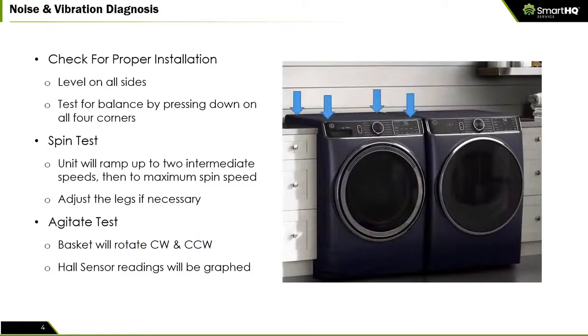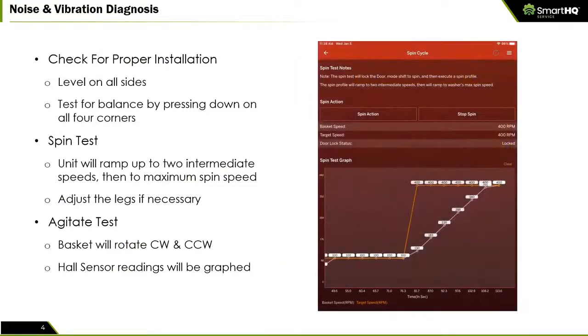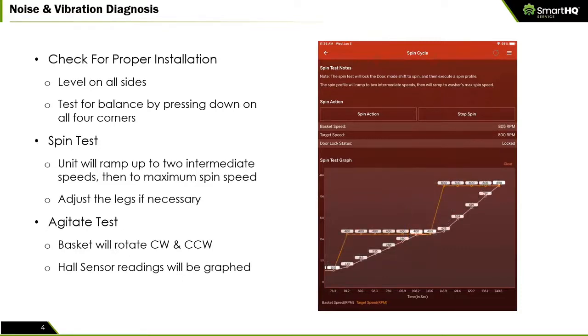Now, once you've done this, then we can go ahead and utilize the SmartHQ service app to run the spin cycle test. And this is really, really cool because it's going to allow us to ramp up the speeds all the way to the highest value, right? So, for example, you're seeing here right now on your graph, this is what you're actually going to see when you run the application. So the test is going to first ramp up to 2 intermediate speeds, and then it's going to take off, right? It's going to go to like 1,300 RPM, and you will really see this thing going fast. And that is when you're going to be able to tell if there is any kind of noise or vibration going on within your washing machine.